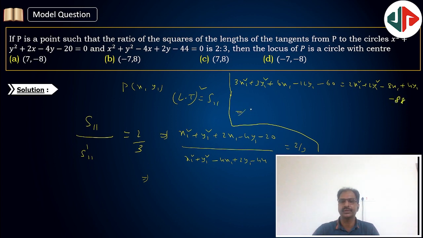Bring all the terms to one side, you will get x1 square plus y1 square plus 14x1 minus 16y1 plus 28 is equal to 0. This represents a circle whose center is minus 7, 8. Option B.